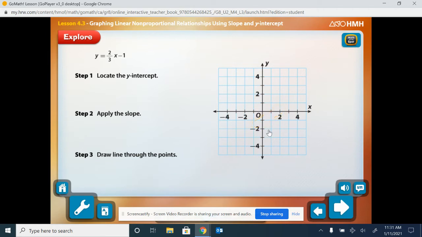Click to draw the line. So now the line is going to go through there. The line runs through points (0, -1) and (3, 1) on the graph.